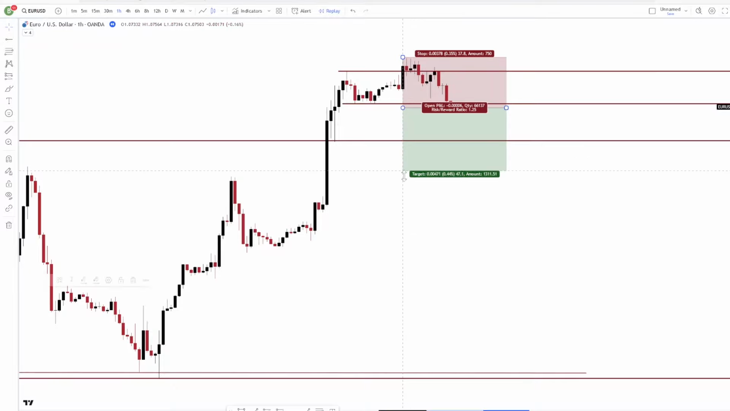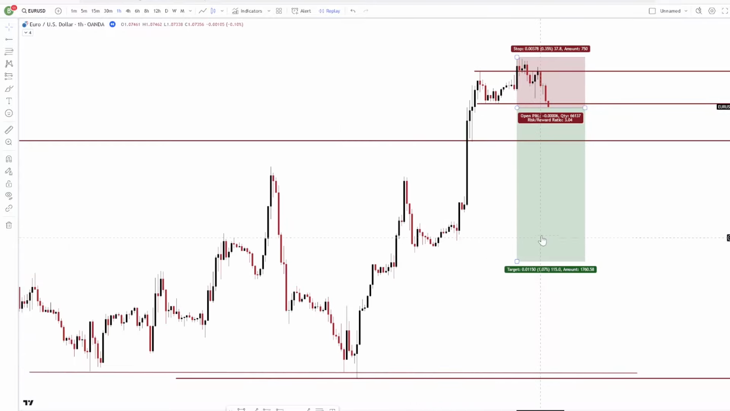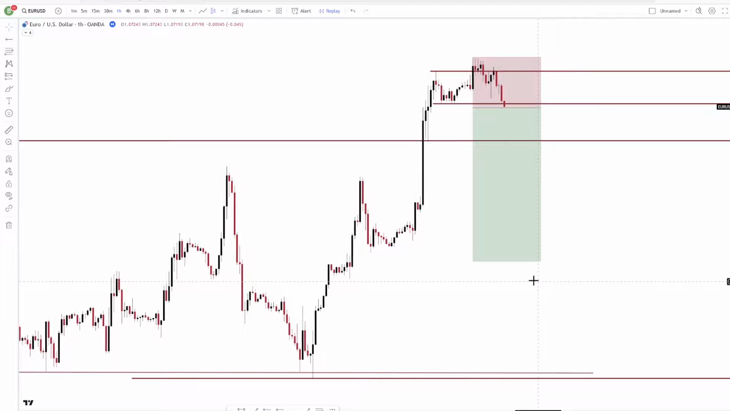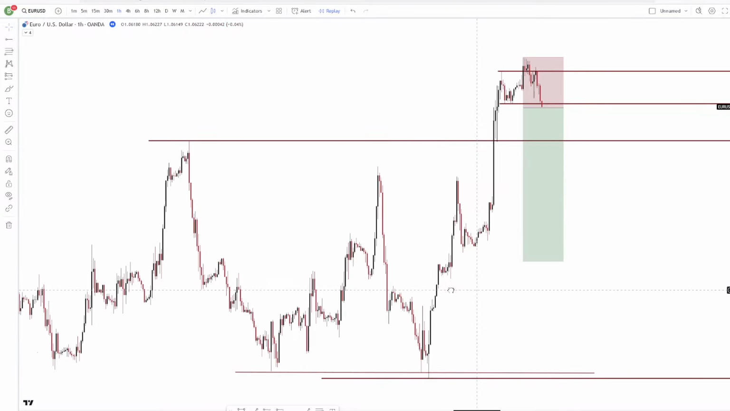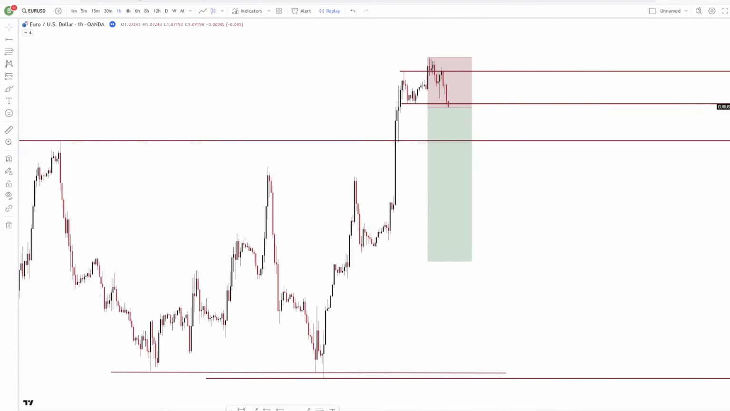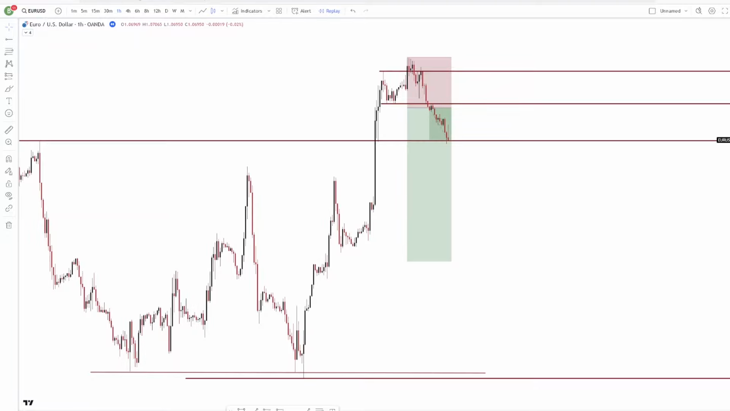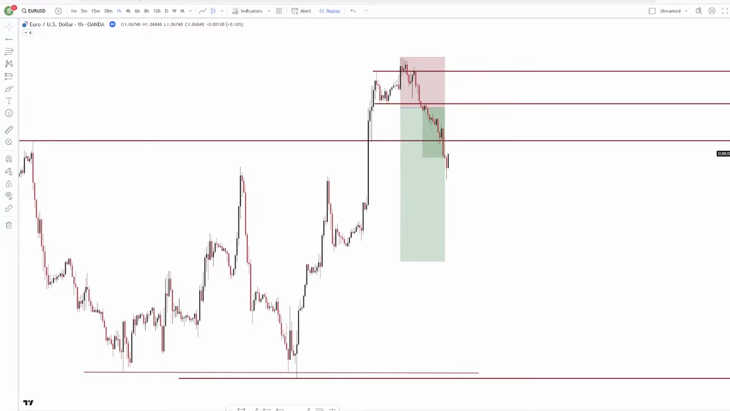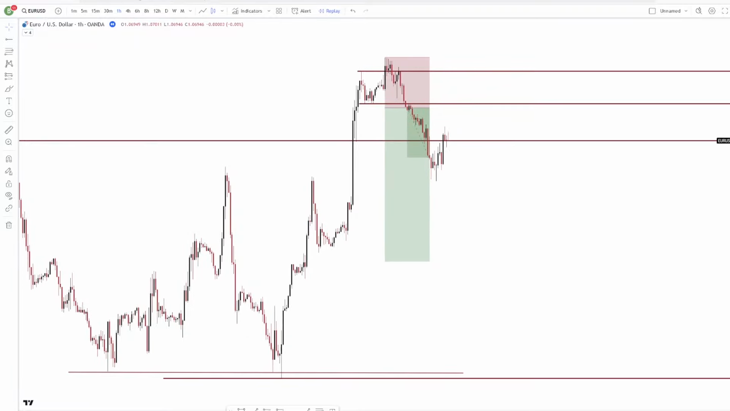So this will be our first TP. Your second TP would be right here. And your third, which in this case, since it's a counter trend, will more than likely not happen, but we would still aim for our 3R. Our 1-to-1, our 2-to-1, now we're waiting on our 3-to-1.